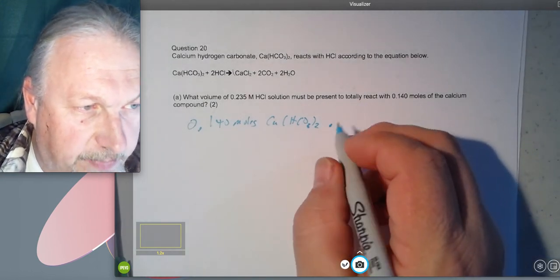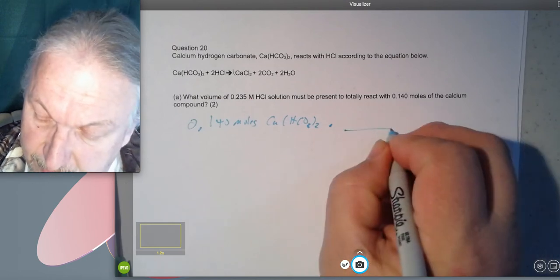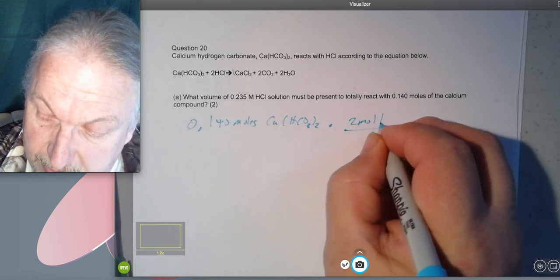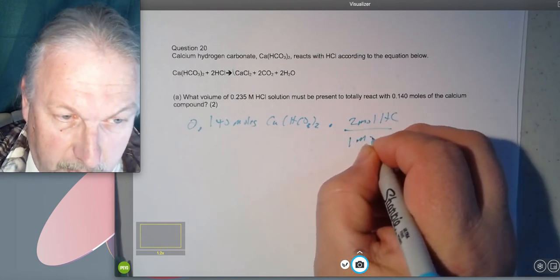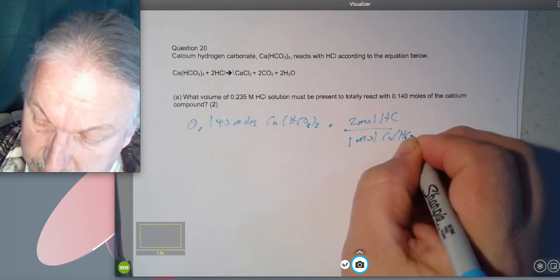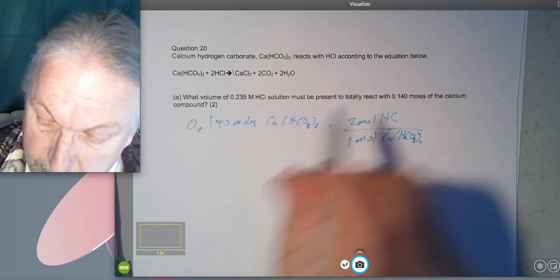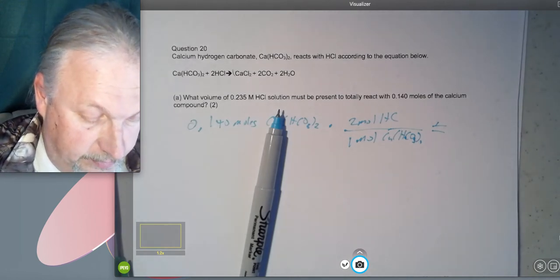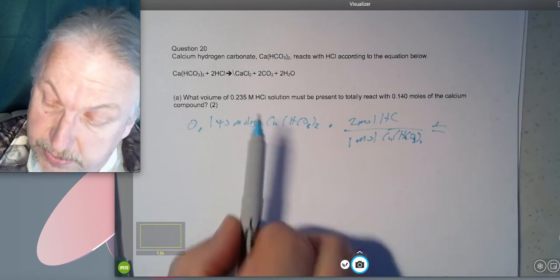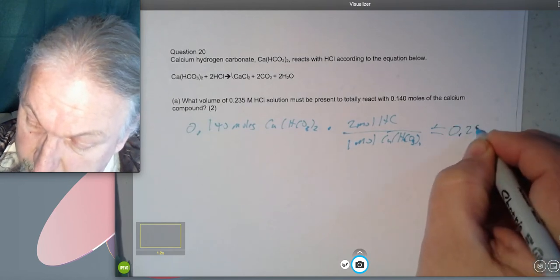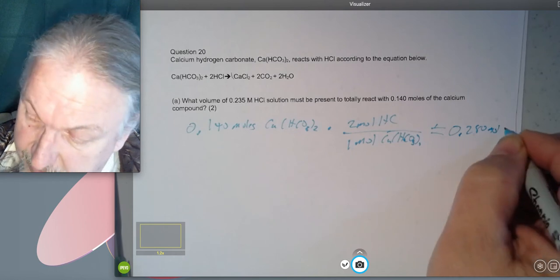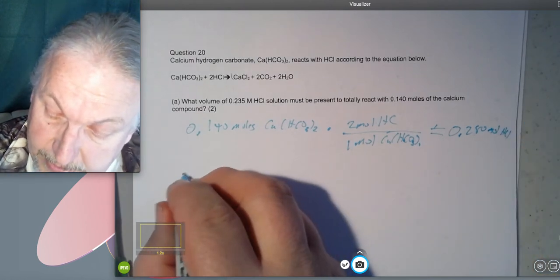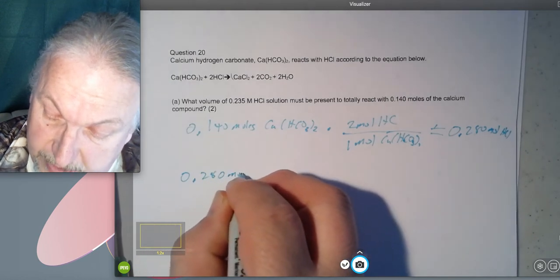And in our reaction, how many moles do we need of the hydrochloric? For every 1 mole of calcium bicarb, I need 2 moles of acid: 2 moles HCl to 1 mole Ca(HCO3)2. So the total number of moles I need is 0.14 times 2, which is 0.28 moles. So I need 0.28 moles of acid, HCl.